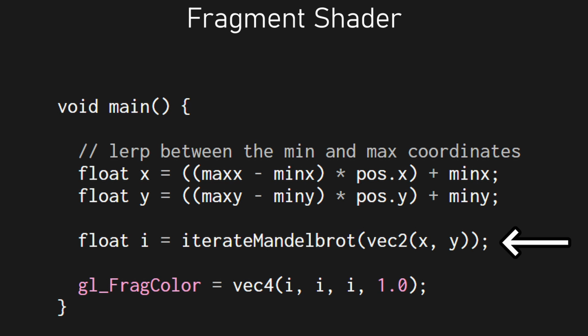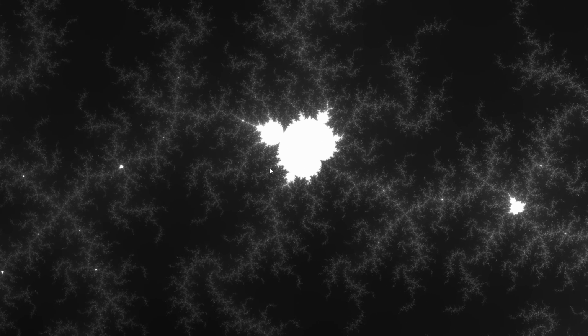We then call the iterate Mandelbrot function, passing in the x and y values that we just interpolated, and we store the result of this in a variable called I. And if you recall, this is in the range 0 to 1, which makes it very easy to output as a color, because that's also in the range 0 to 1. And so for the moment, we're just directly visualizing that I value as a grayscale between 0 and 1 in the output color.